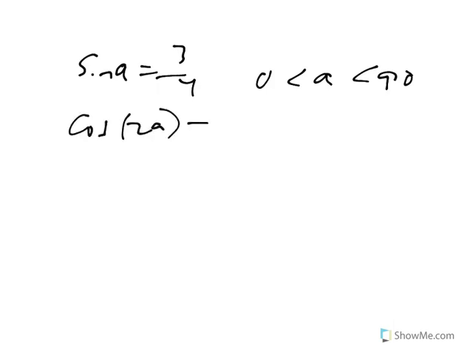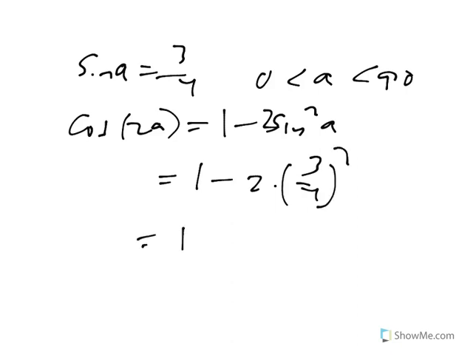And even if I just know sine, say sine a equals 3/4, and I'm just keeping a between 0 and 90. Since we want to know cosine of 2a anyway, we're going to use the version 1 minus 2 sine squared a, which is 1 minus 2 times 3/4 squared, which is 1 minus 2 times 9 over 16. That's 1 minus 9 over 8, which is negative 1/8. So that's the way these formulas work.